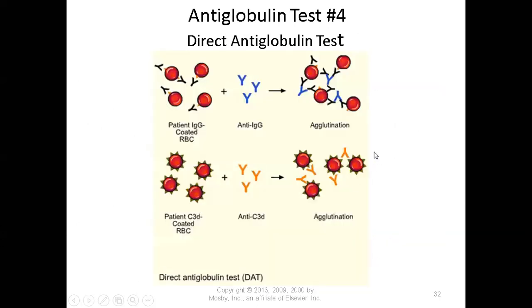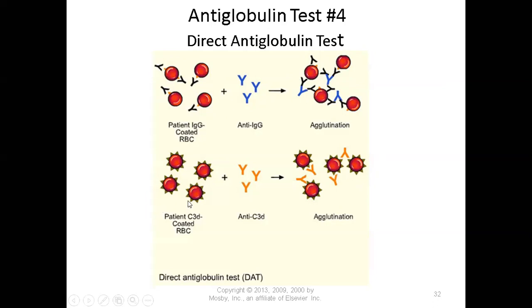This is a picture I found on the internet, which is just another diagram or a way to look at it. And so once again, sensitization, we see here the antibodies attached to target antigens. This happened in the patient. When we add the anti-IgG, it's allowing us to see that this has already occurred.